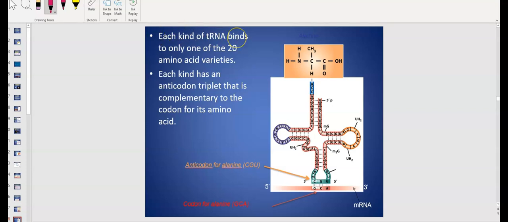So every tRNA binds to only one of 20 different amino acids, right? And again, shape dictates function. I don't know if you can see this, but this is alanine. This is the carboxyl, this is the amino N, this is the R group, the methyl group here, and then this is the hydrogen.